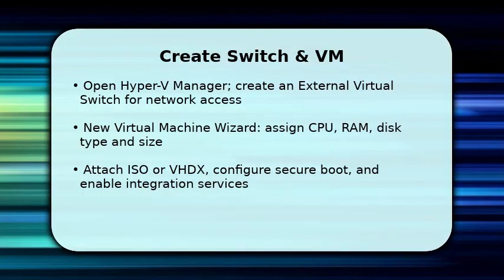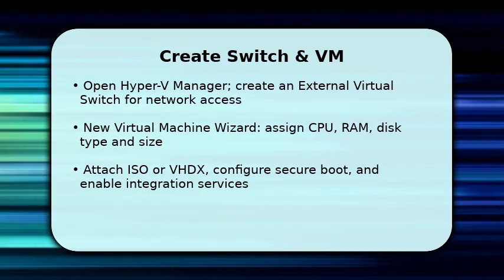Now, build the network and the virtual machine. First, open Hyper-V Manager and create an external virtual switch tied to the host NIC for internet access. Choose whether to allow the Management OS to share the adapter. Then run the New Virtual Machine Wizard.